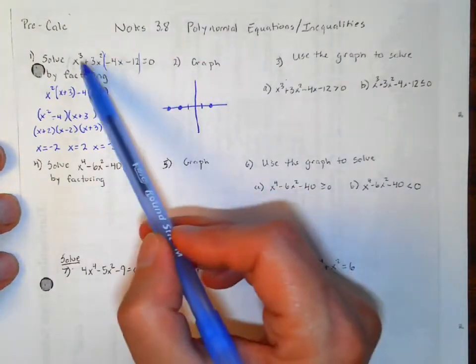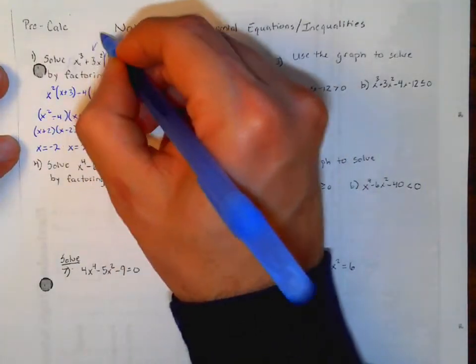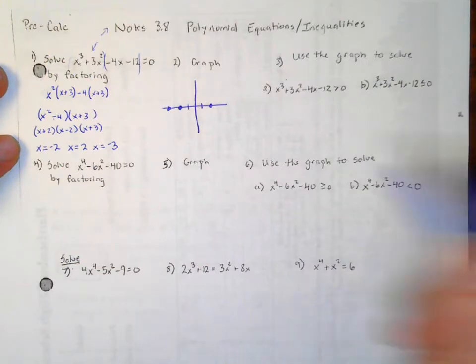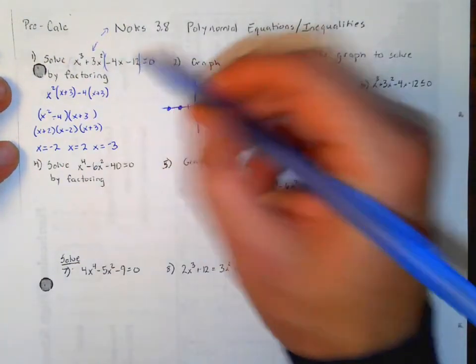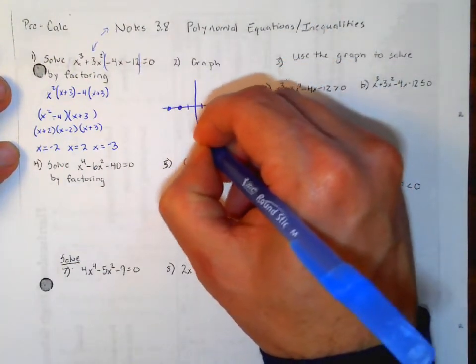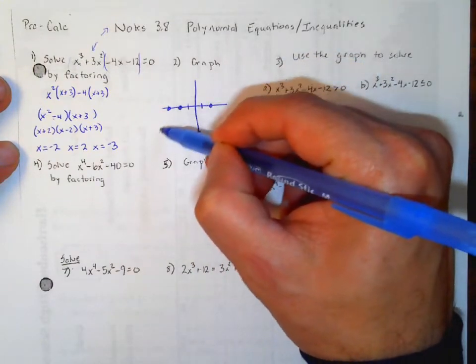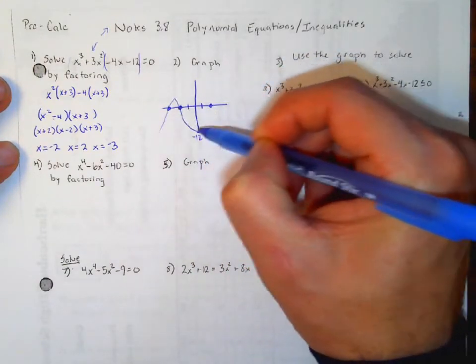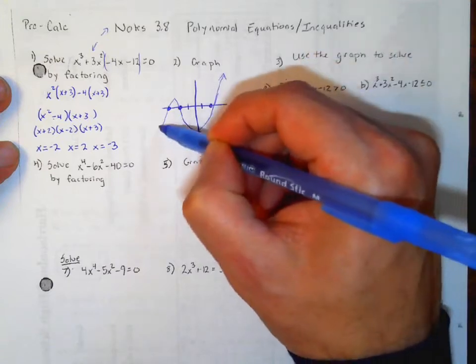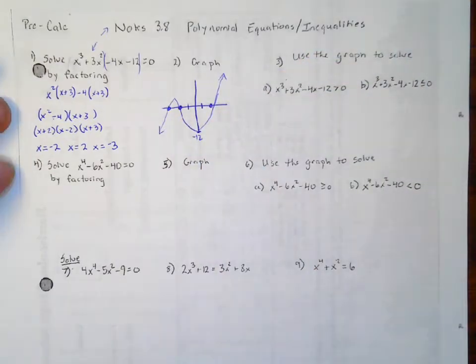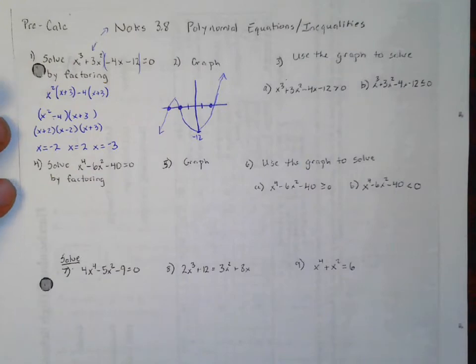We know end behavior, x to the third, will be like this. And we also know the y-intercept is negative 12, so down here at negative 12. So our graph's going to look something like, we don't know exactly what it's going to look like, but maybe something like this. Don't know exactly what happens at the peaks there.